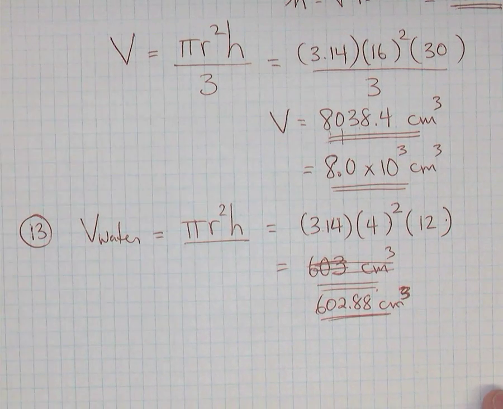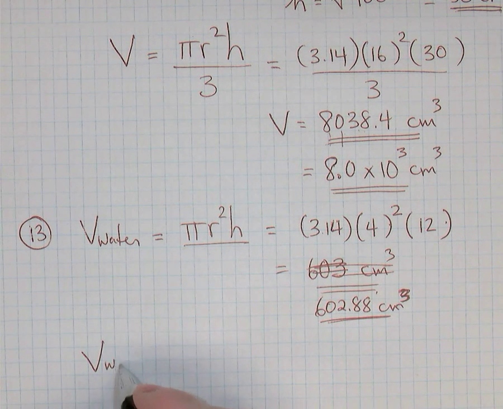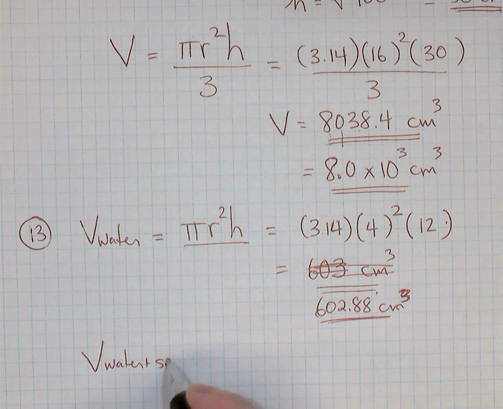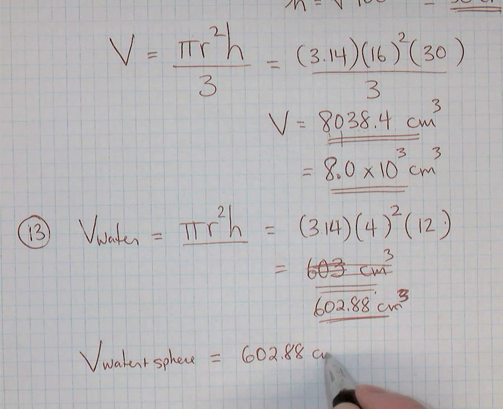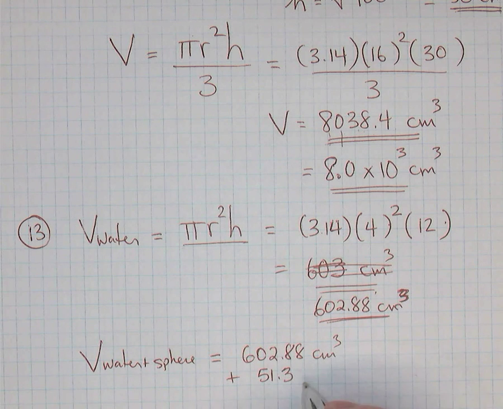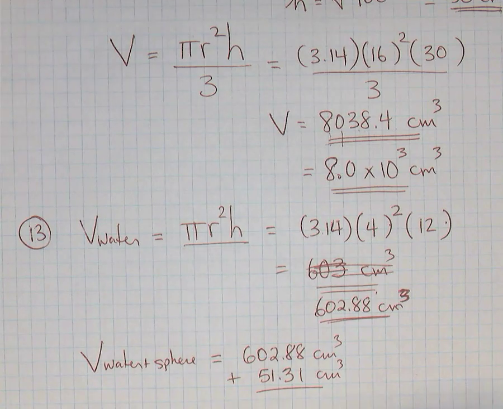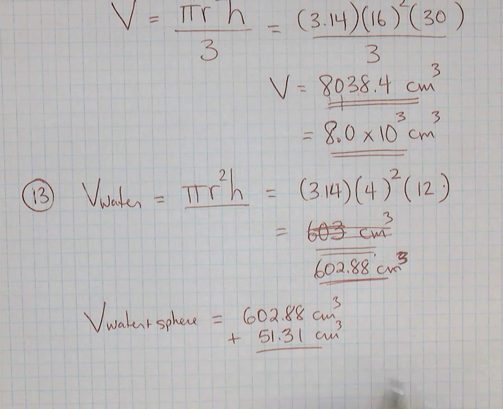Now we're going to add the sphere. So the sphere drops in the water, so the volume of the water plus the sphere, the combined volume, will equal 602.88 cubic centimeters plus the sphere's volume, which was 51.31. Now, depending on how you round it off, your answer may come out slightly different, okay? But we won't worry about that. So now, let's add these two numbers together.